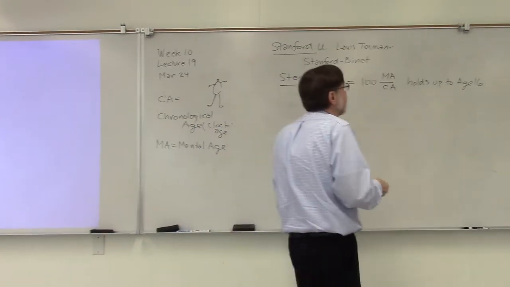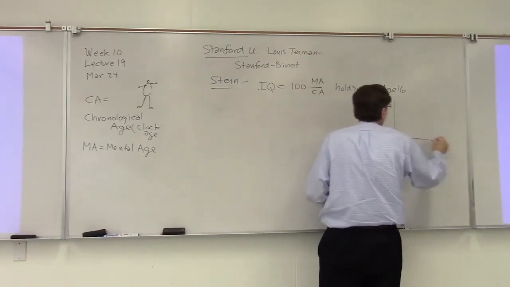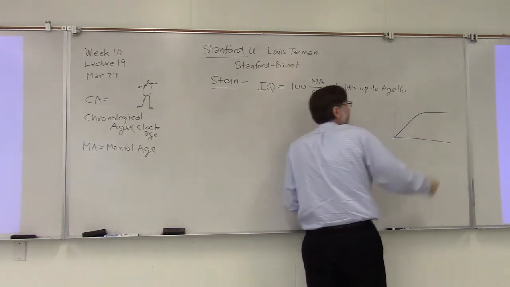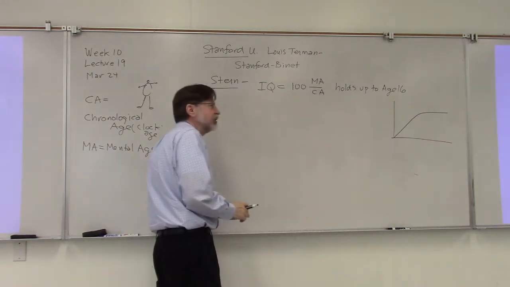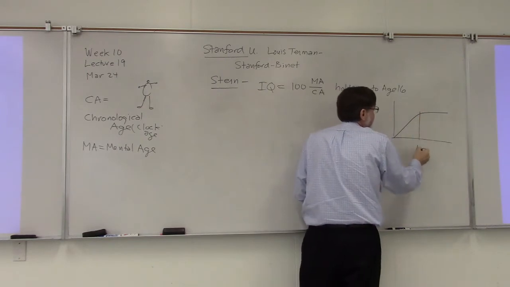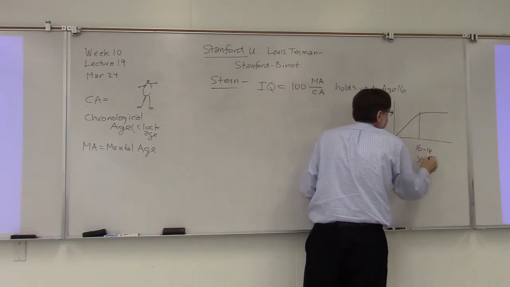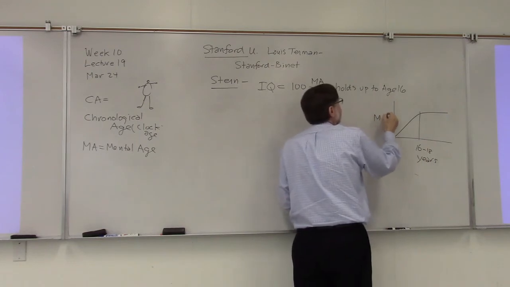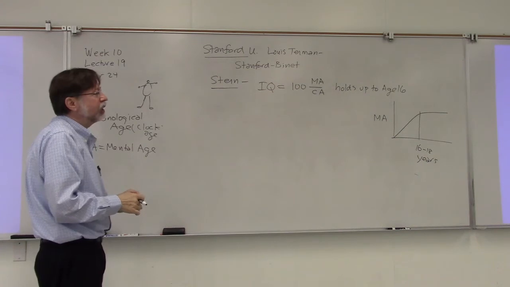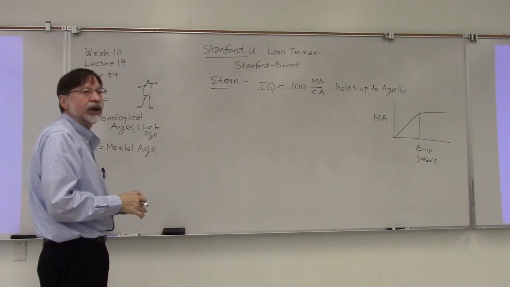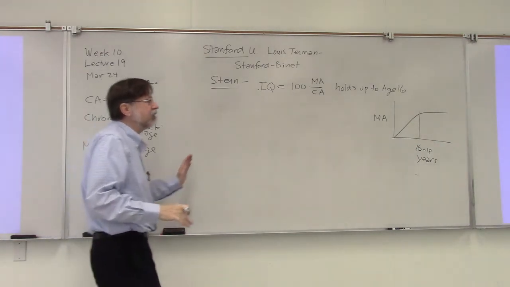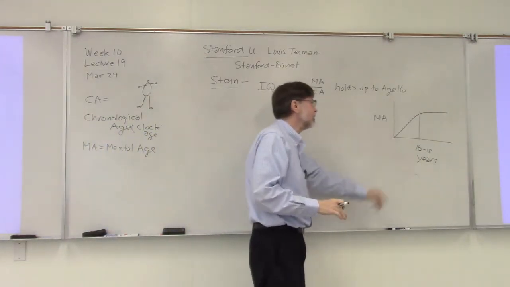So if you just plot mental age as a function of chronological age, it goes up and then it levels off. People don't get any more items right after a certain age, and the value where it peaks is somewhere between 16 and 18 years. Stern noticed that if you take this ratio, you end up with the same mean, 100, and a standard deviation of 15 for ages up to about 16 years.